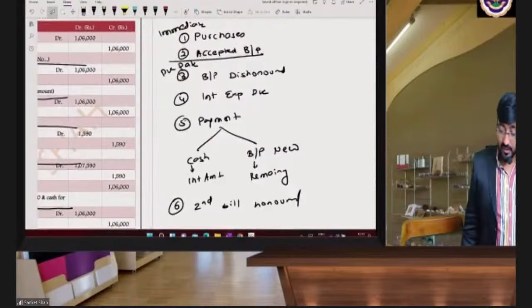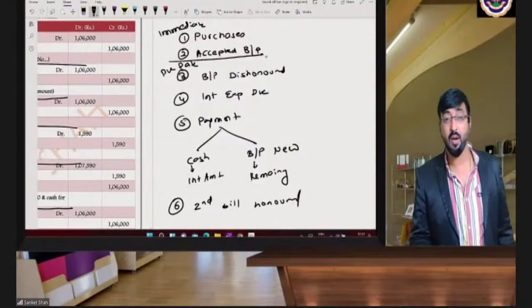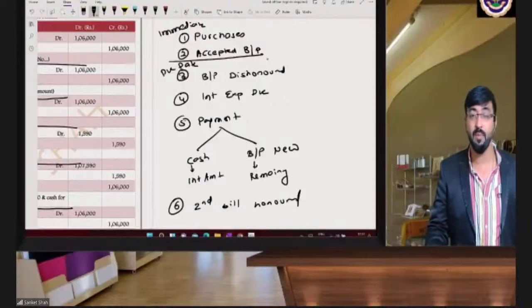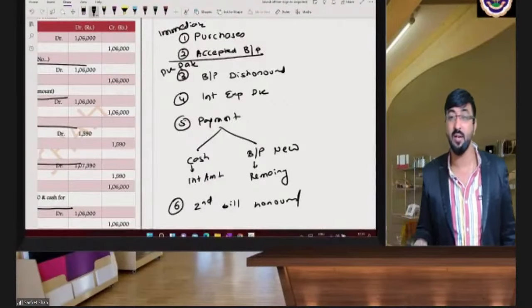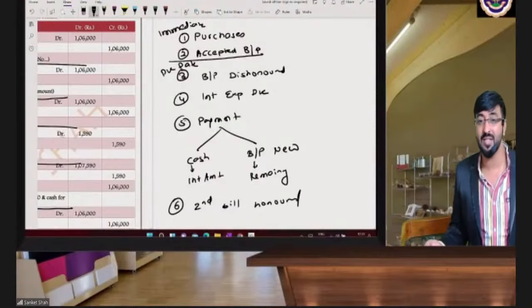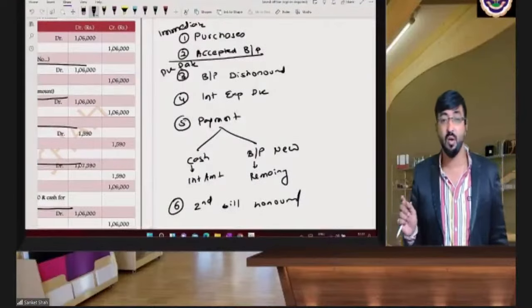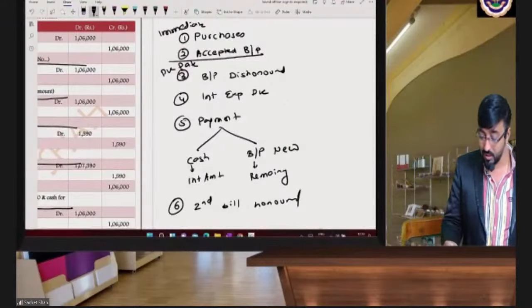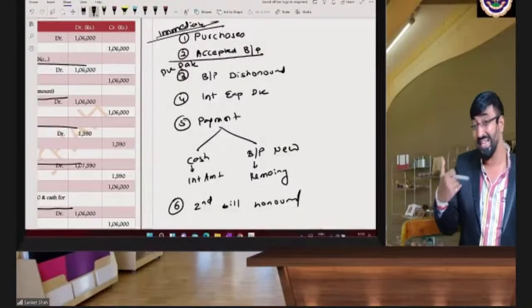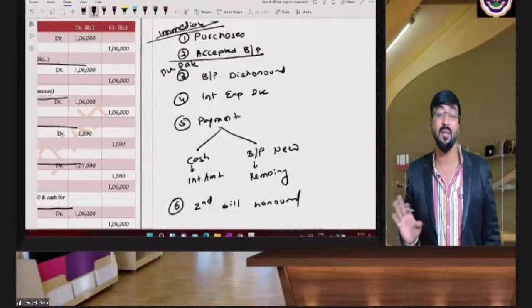So purchases account debit to Vijay, bills payable account debit, Vijay account debit to bills payable. Then BP dishonor is again one more time bills payable account debit to Vijay, interest due interest expenditure account debit to Vijay. Vijay is our creditor. Then Vijay account debit to cash to bills payable. That again, and last entry will be bills payable account debit to bank. Simple. You just note down this sequence. If you understand the sequence, nothing is difficult in this chapter.